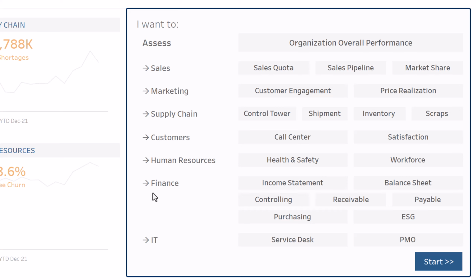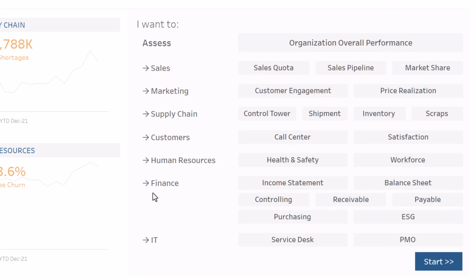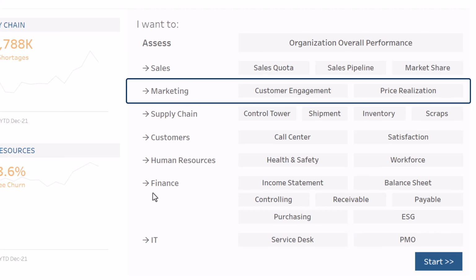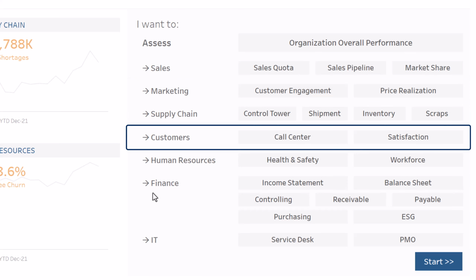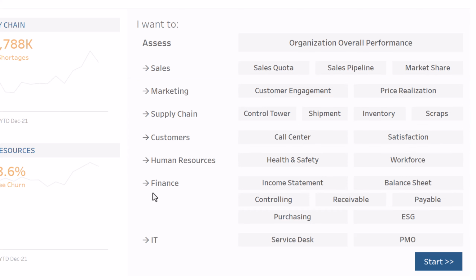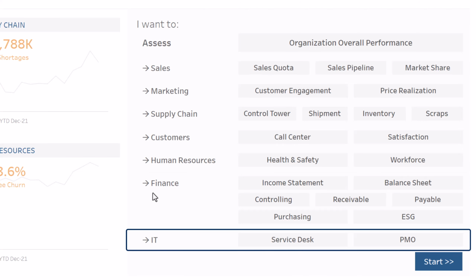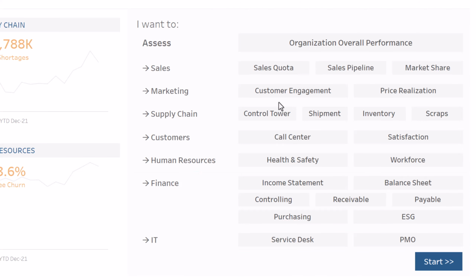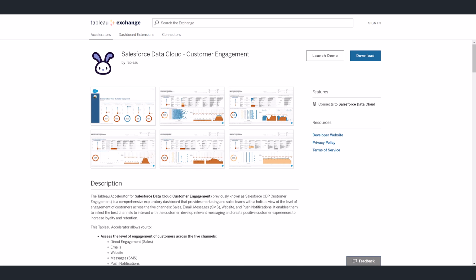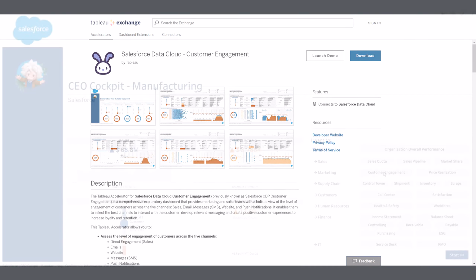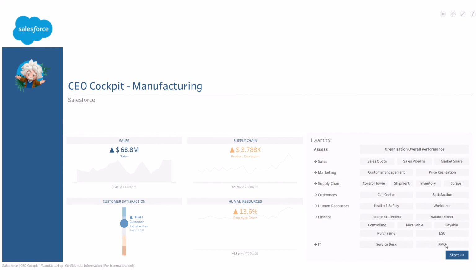On the right, you can dive deeper into any topic in sales, marketing, supply chain, customers, human resources, finance, or IT. Each button will take you to a different accelerator dedicated to that topic. Now to our CEO Cockpit.